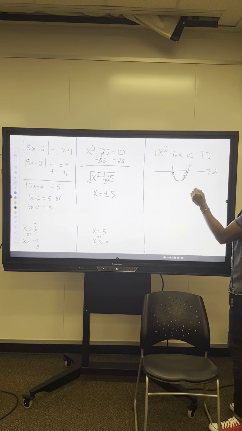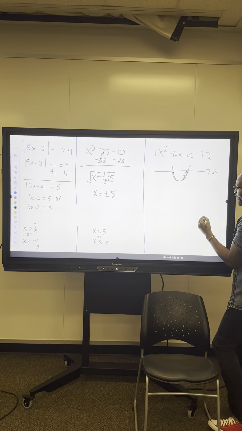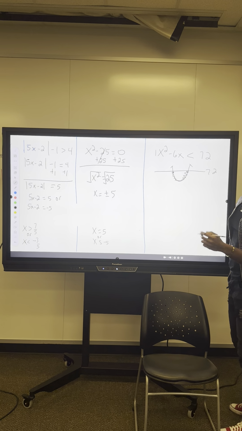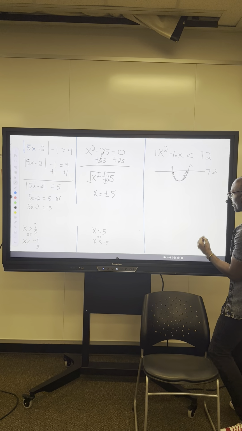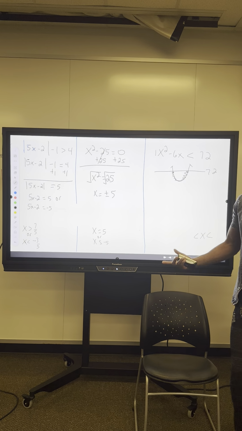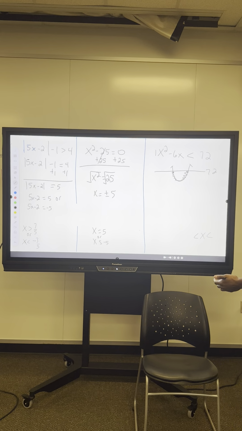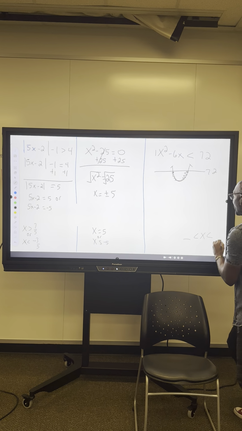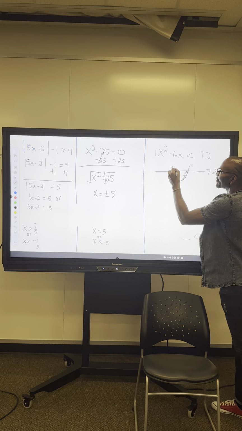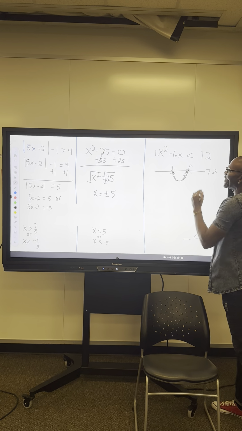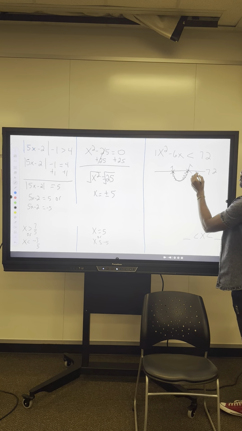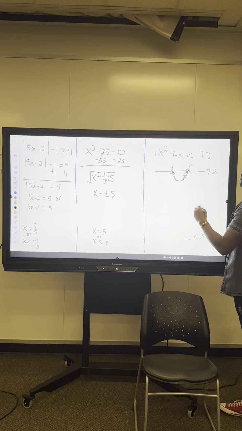So I know that this is only going to be one set. So if I got one set, I'm automatically going to say, well, I know my answer is going to look like x in the middle and 2 less than signs to the left and the right of it. I just need to find out what these 2 x values are. Well, these are the 2 x values that I need. So this is when this particular function is equal to 72.